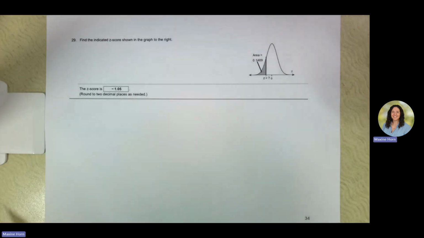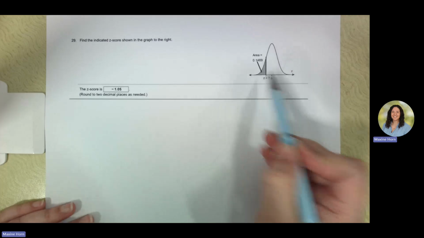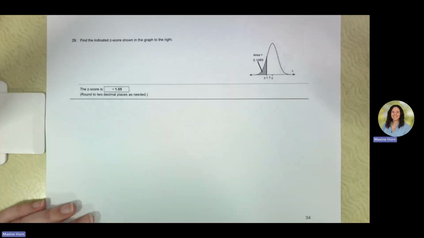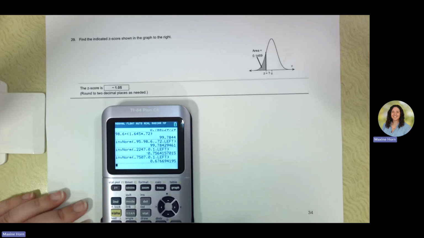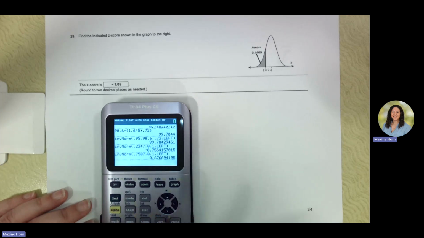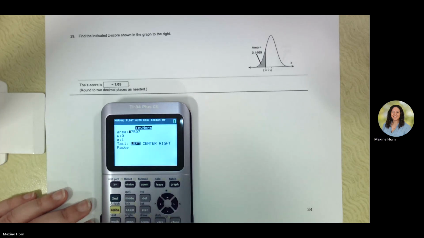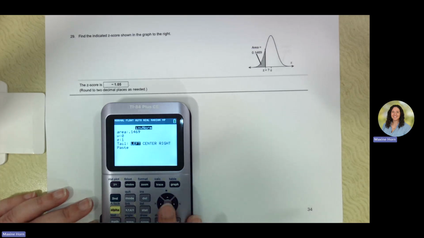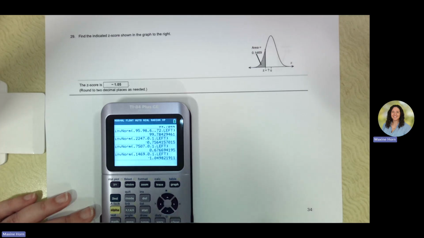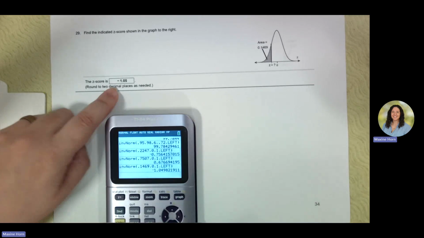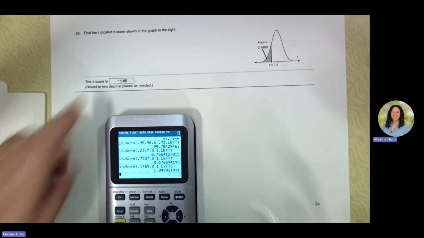Find the indicated z-score shown in the graph to the right. So again, they're giving us an area and they're asking for the corresponding z-score. It might be faster to use the chart or it might be faster to use your calculator. We're going to do inverse norm. The area to the left is 0.1469. Because we're looking for a z-score, we're going to leave our mean as 0 and our standard deviation as 1. And that's how we're getting negative 1.05 if we go to 2 decimal places.